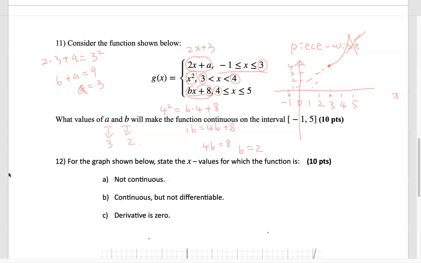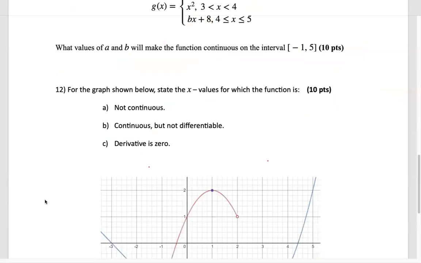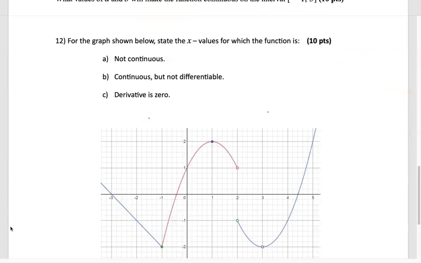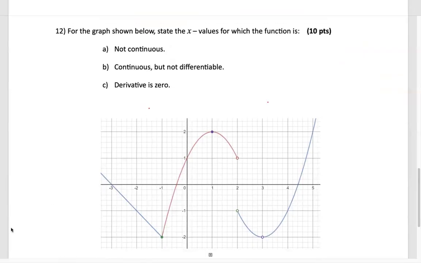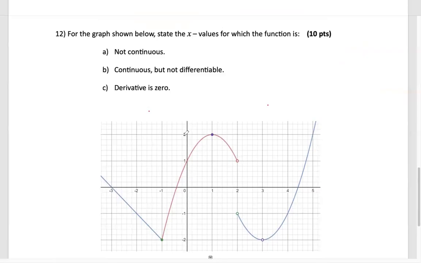Okay, now let's see 12. Number 12 says the graph is given. State the x value for which the function is not continuous. Well, obviously it is at x equals 2, right? On the left-hand side is this graph, on the right-hand side is this graph. So this is a disconnect. So x equals 2 is not continuous.